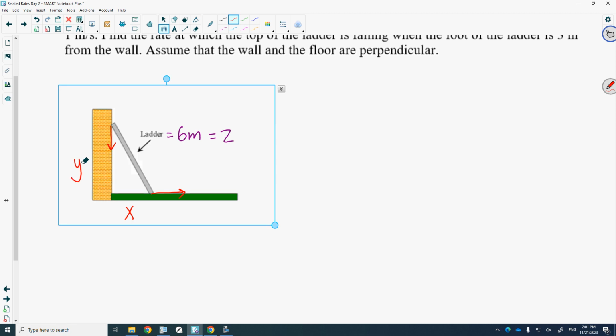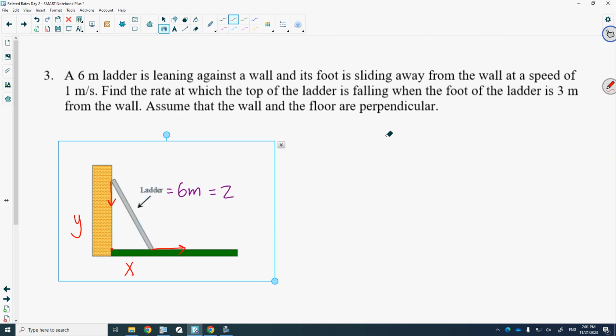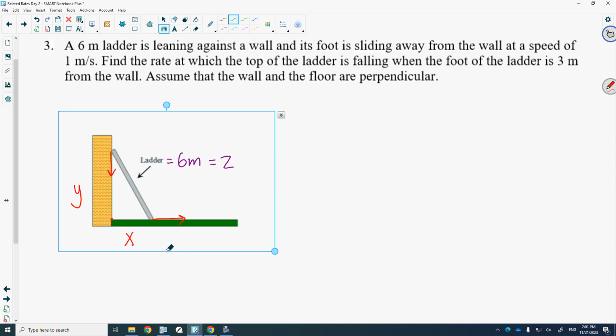Now, the origin is technically right here. So what it says is the foot is sliding away from the wall at a speed of 1 meter per second. So the rate at which this distance is changing is 1 meter per second. So dx/dt is equal to 1 meter per second.